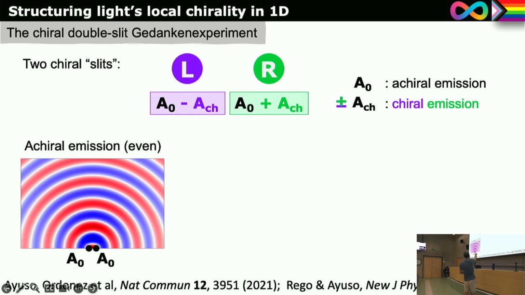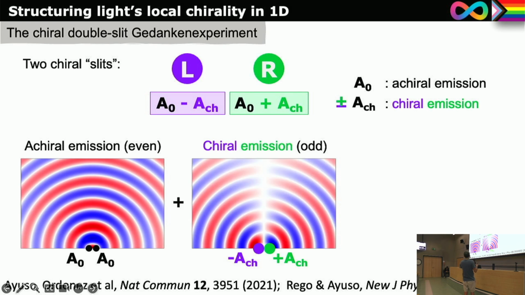The non-chiral contribution to emission looks like this, which is symmetric with respect to this direction, because you have the same amplitude and the same phase. The chiral contribution, because it has opposite phase, is odd with respect to this coordinate. So you have destructive interference in the middle, and then it's emitted with opposite phase.